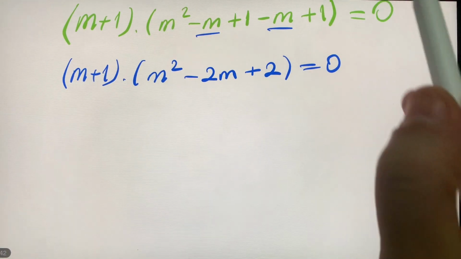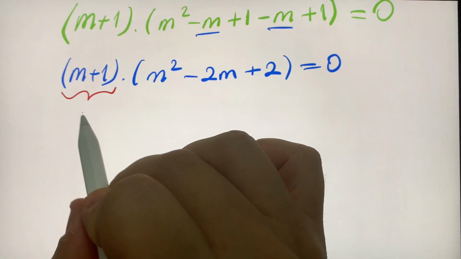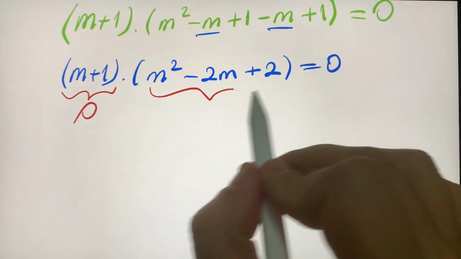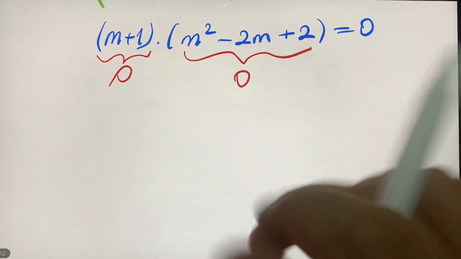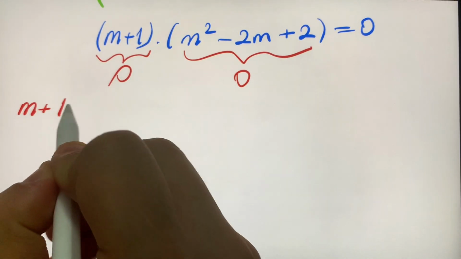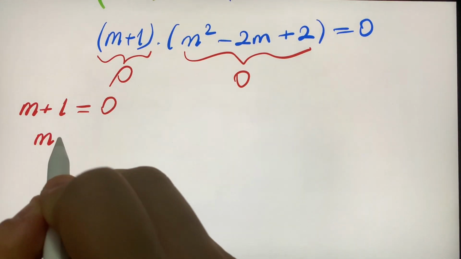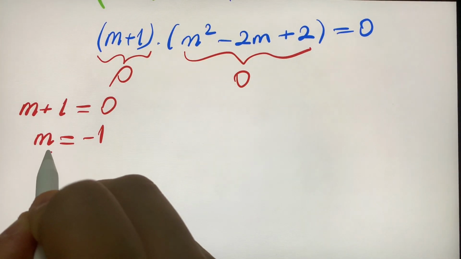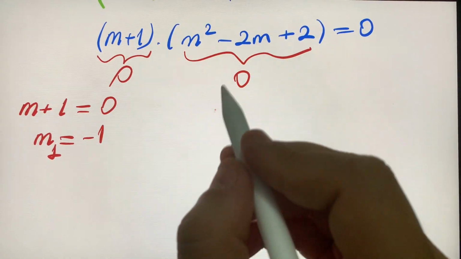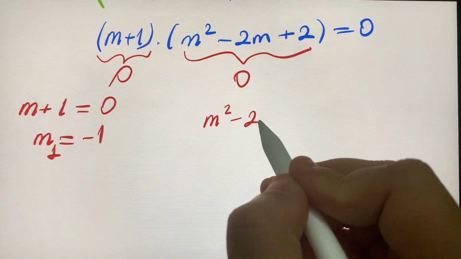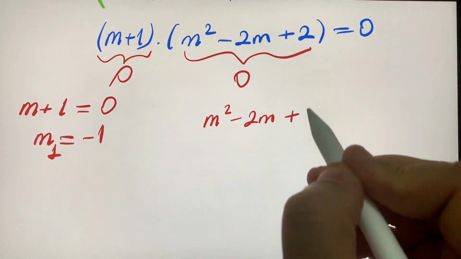Now this means that one expression is 0, or the other expression is 0. If m plus 1 is equal to 0, the value we call m is minus 1, which is our first value. And m squared minus 2m plus 2 is equal to 0.